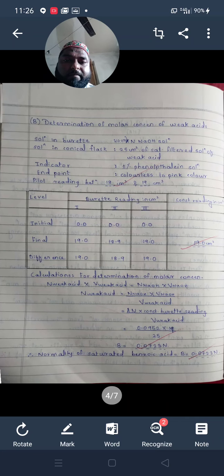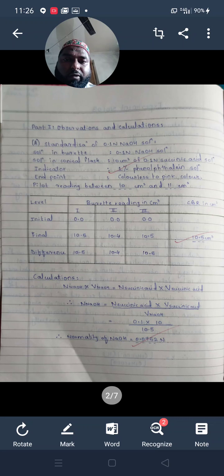See here, in the observation and the calculation part 1, standardization of the 0.1 normal NaOH solution, you have to write the solution in the burette, solution in the conical flask, indicator, and end point. Pilot reading is not necessary, you may or may not write it. Then you have to prepare this table with the readings: initial, final, difference, burette reading in cm cube, then CBR or MBR, and you have to note 3 readings.